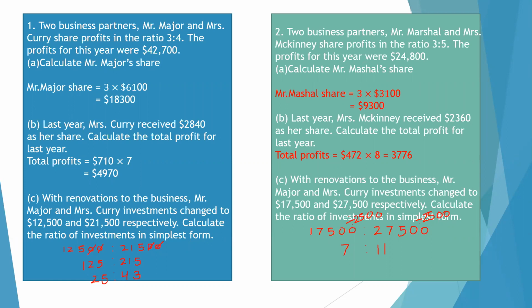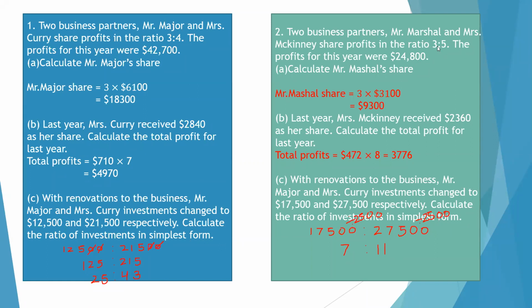Okay. So question 2 says two business partners, Mr. Marshall and Mrs. McKinney, share profits in the ratio 3 to 5. The profits for this year were $24,800. Calculate Mr. Marshall's share. So first we have to find what one equal part is. So we would divide $24,800 by 8 because 5 plus 3 is 8.